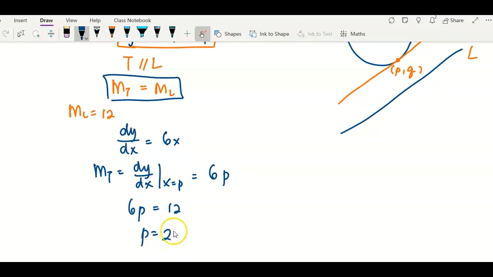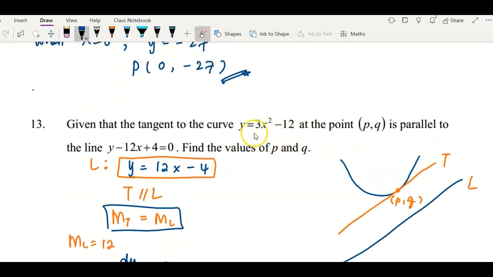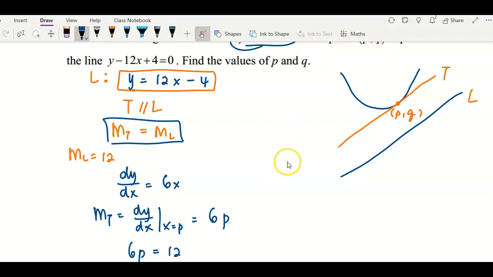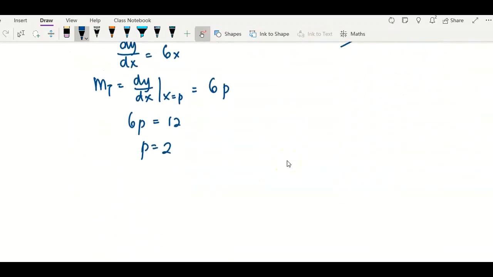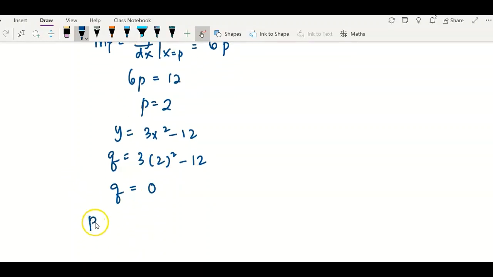So in order to get the value of q, it's very simple. We just substitute the p value into the curve equation. The curve is y equals 3x squared minus 12. So to get the q value, I just need to substitute p as the x, which is 2. Then I got my q. That will be 4 multiplied by 3, 12, minus 12 equals 0. Meaning that now you can answer the question. The coordinate (p, q) equals (2, 0).